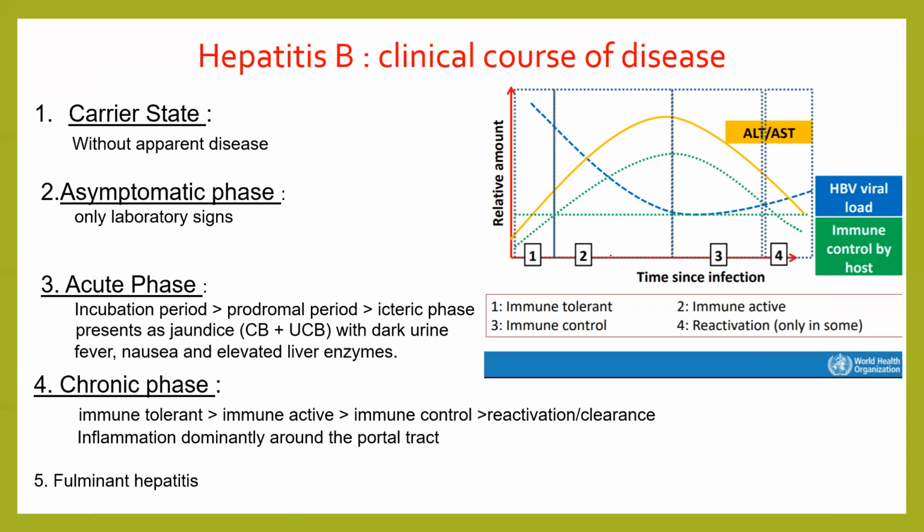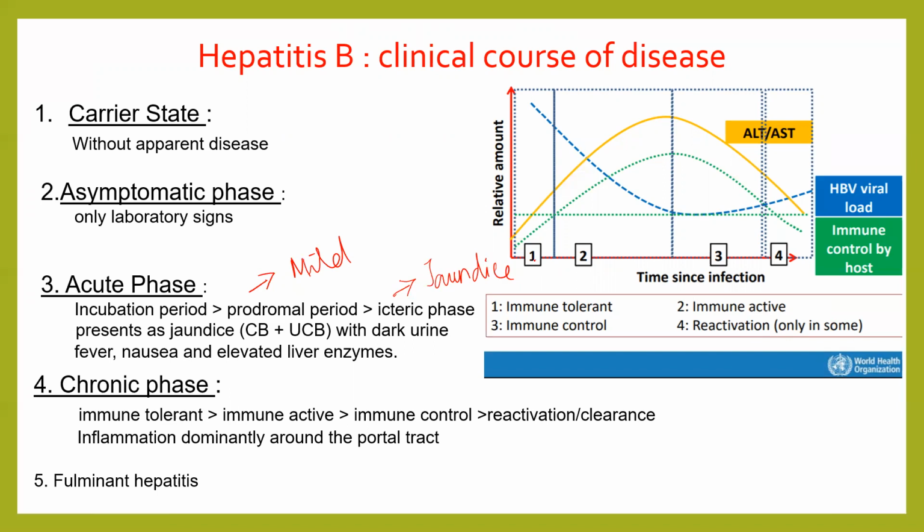Now, the acute phase consists of the incubation period, prodromal period, and icteric phase. Incubation period is where the virus is just replicating. Prodromal period is where we show very mild symptoms. The icteric phase is where we have a full-blown case of jaundice. So we can see jaundice, which is because of elevation of both conjugated and unconjugated bilirubin, with dark urine, fever, nausea, and elevated liver enzymes.